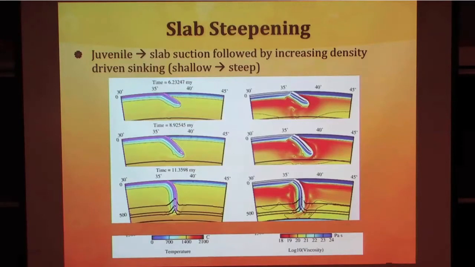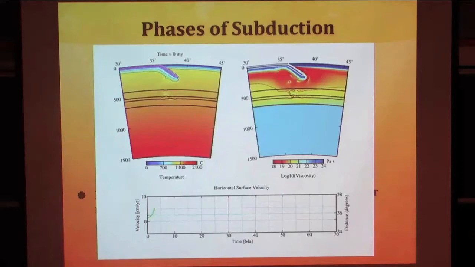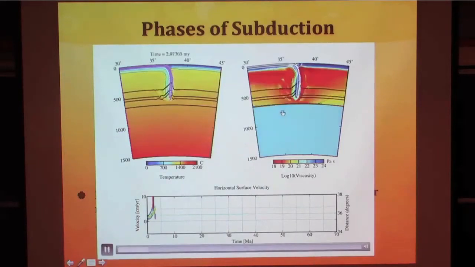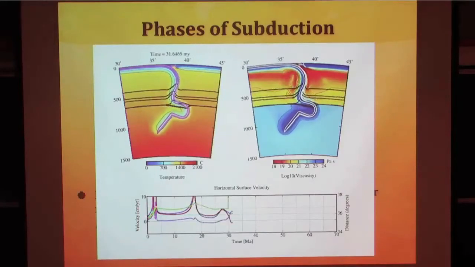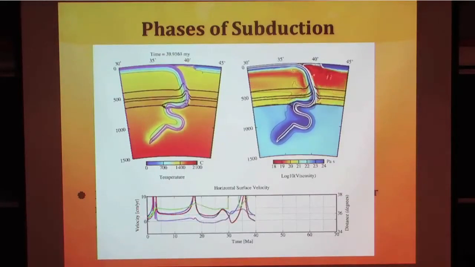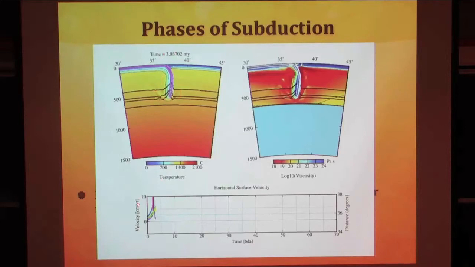Okay, so in the transition zone, you may get basically an acceleration of flow as the slabs enter into the transition zone. And this is one movie that shows this process. This is velocities down here, and you only have to look at the red line, which is the sinking velocity here. And at the very beginning of this, which I'll try to play again, I think I can play it again. Okay, right as it goes into the transition zone, you get the spike in sinking velocity.